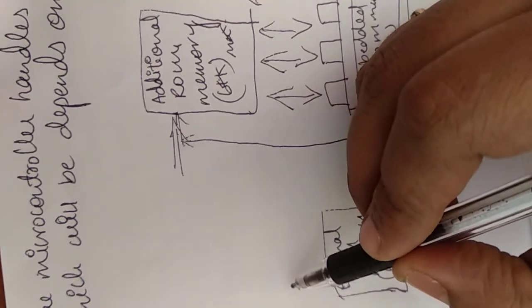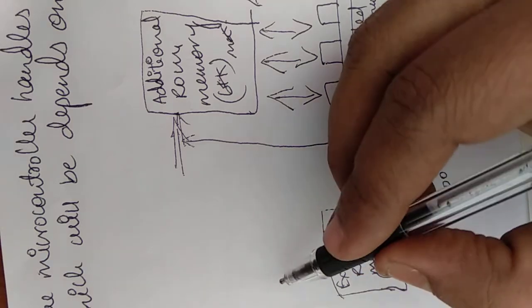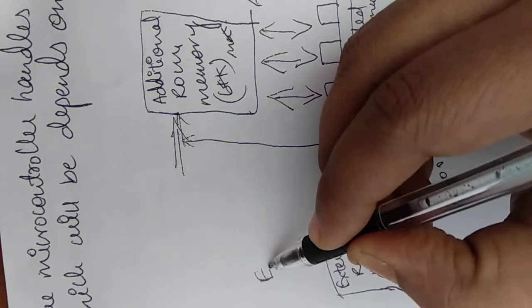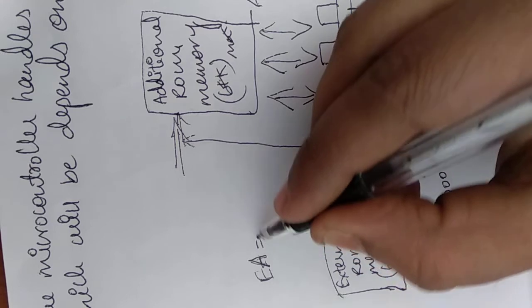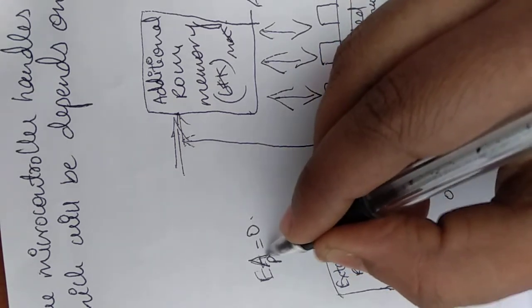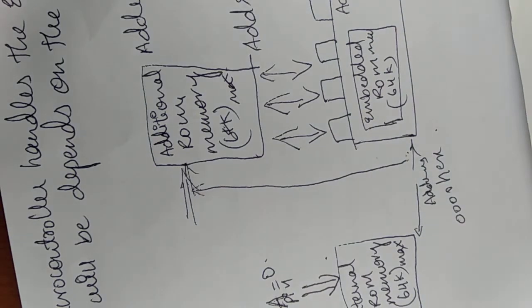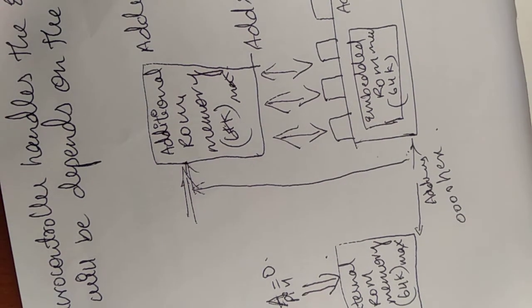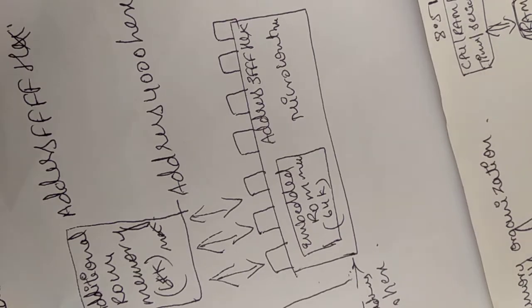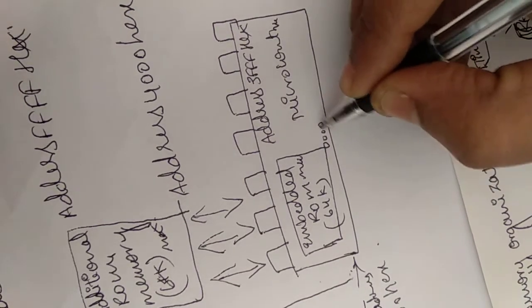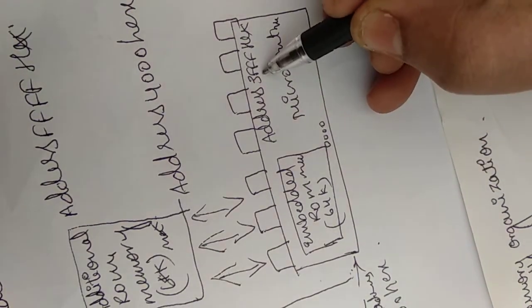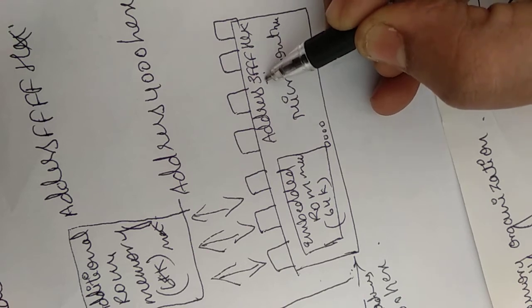So when this external access pin, that is EA, is equal to 0, it means the external ROM memory is absent. Then there is no external memory added to the present microcontroller. It will read only addresses 000 to 3FF hexa.